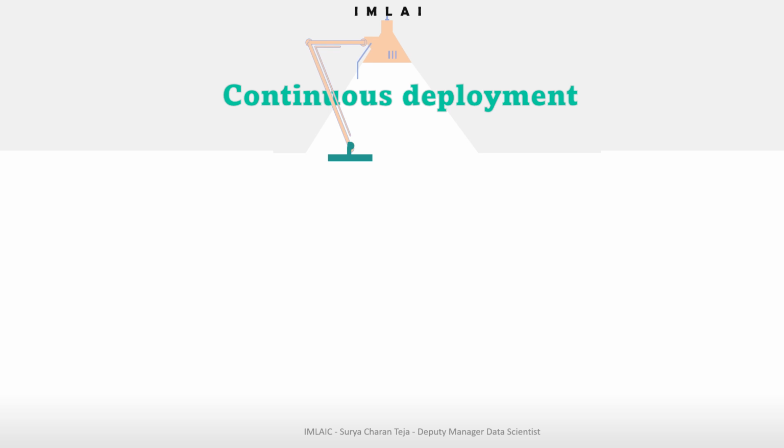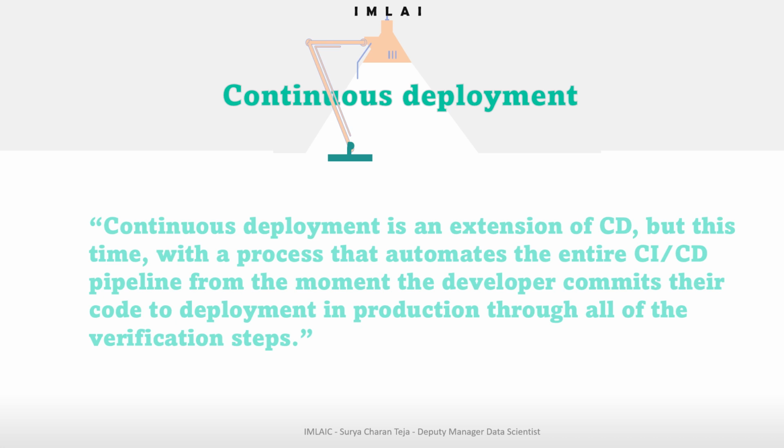We have looked at CD, continuous delivery. So let's look at continuous deployment practices. Continuous deployment is an extension of continuous delivery, but this time with a process that automates the entire CI/CD pipeline from the moment the developer commits their code to deployment in production through all of the verification steps.